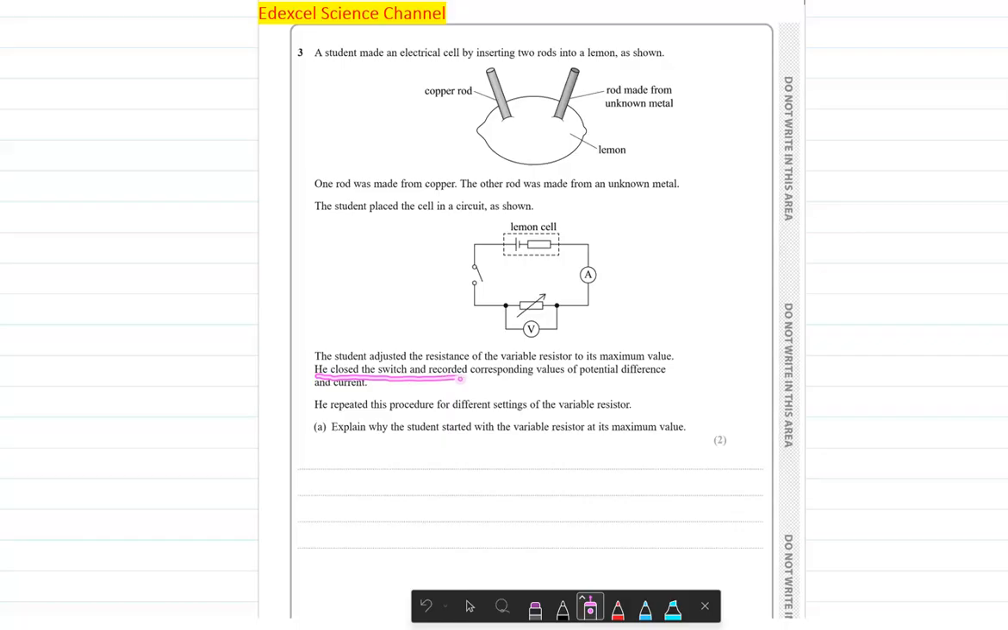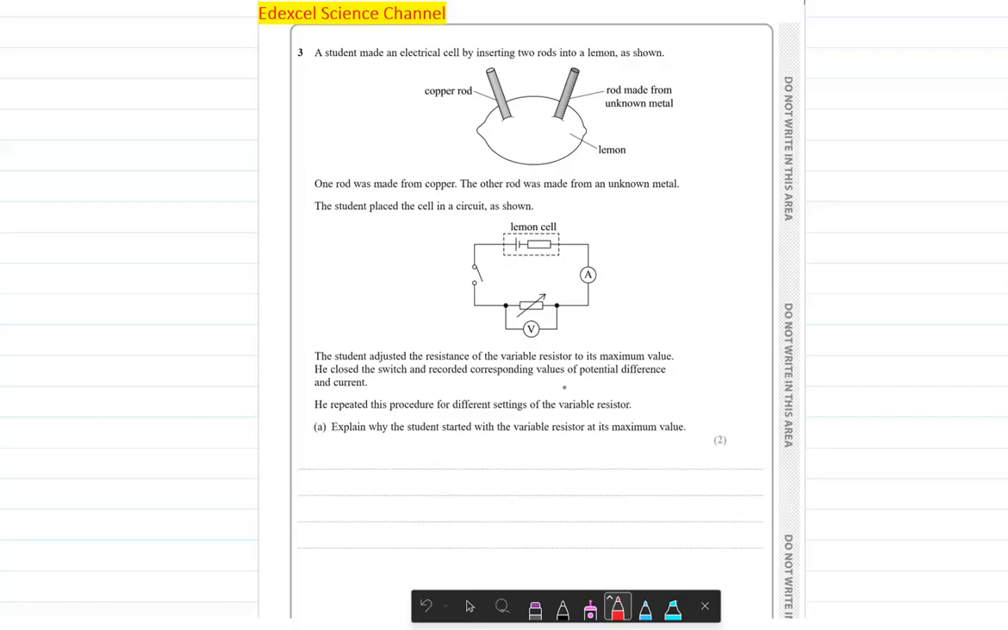The student adjusted the resistance of the variable resistor to its maximum value. He closed the switch and recorded corresponding values of potential difference and current. He repeated this procedure for different settings of the variable resistor. Explain why the student started with the variable resistor at its maximum value.